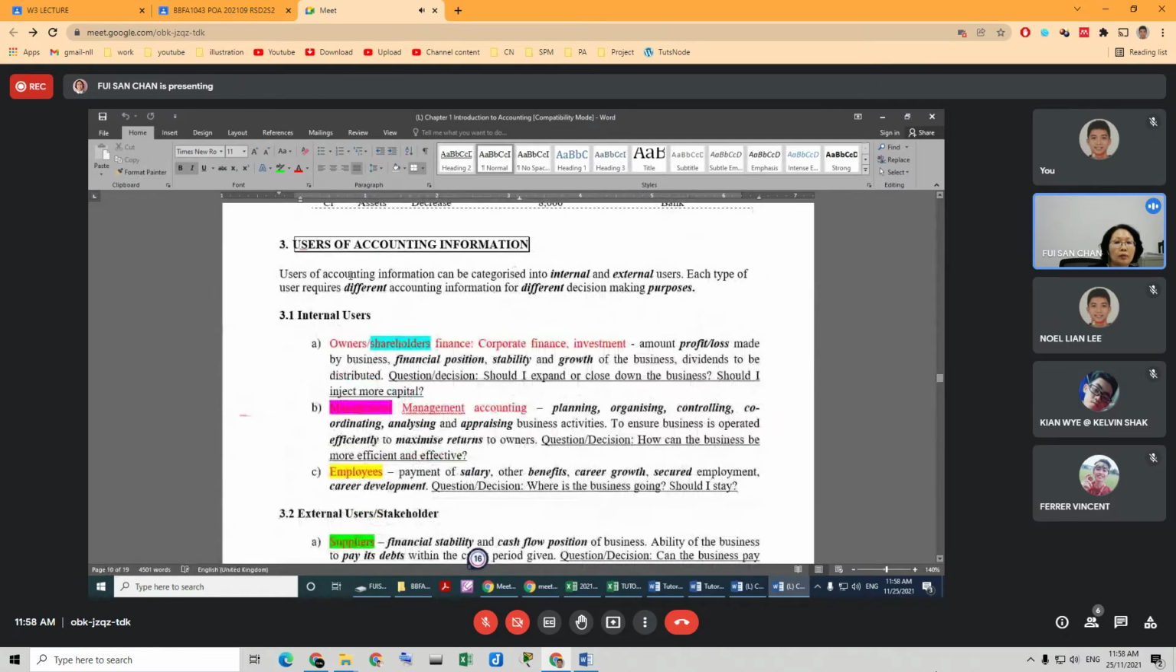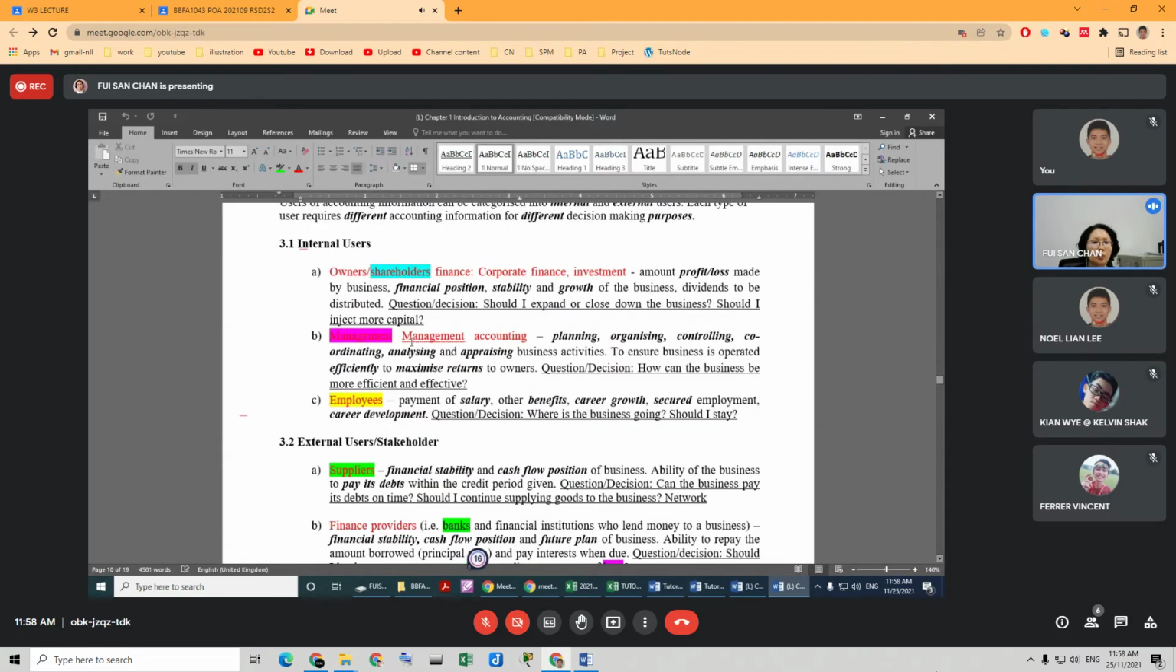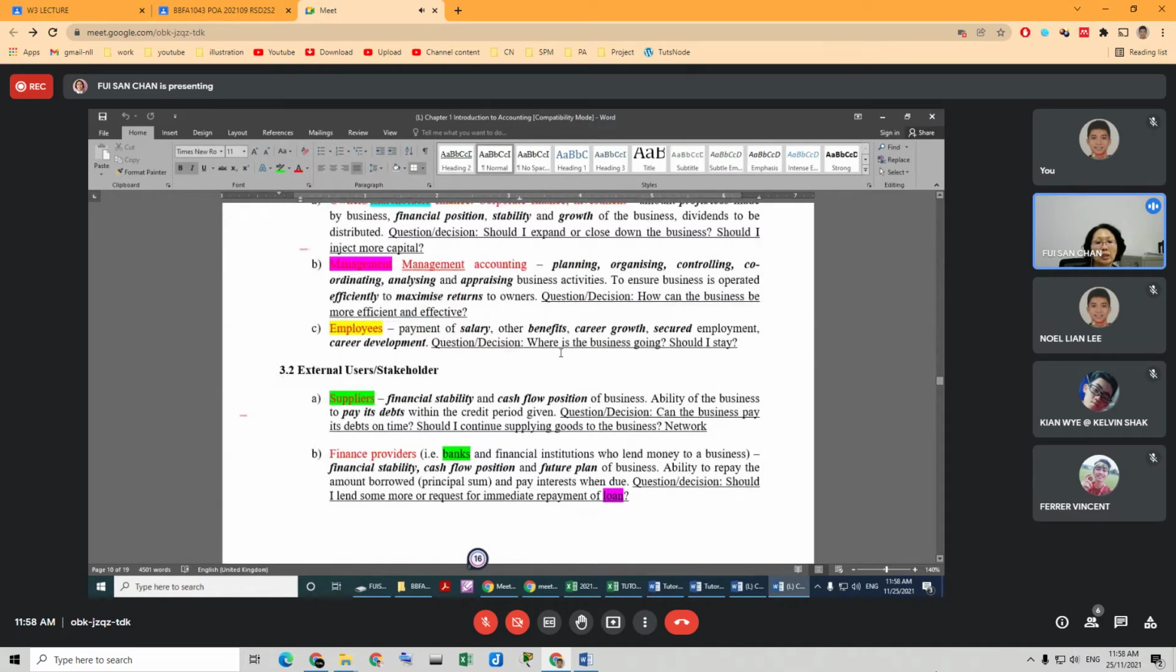Who are the users of accounting knowledge? This can be the theory that they test you. Who actually needs financial information, and why do they need it? Like here, they say the owner or the shareholder. Why do they need it? They want to know the profit or loss, the financial position, the stability, the growth. The question asks why management needs accounting information. They need it for planning, organizing, controlling, coordinating, analyzing, appraising.